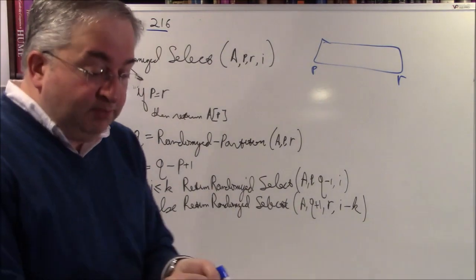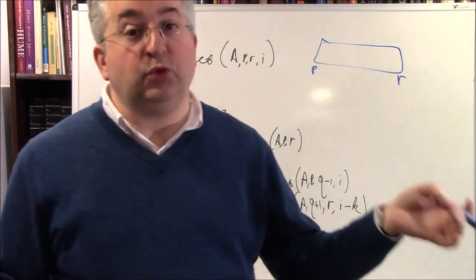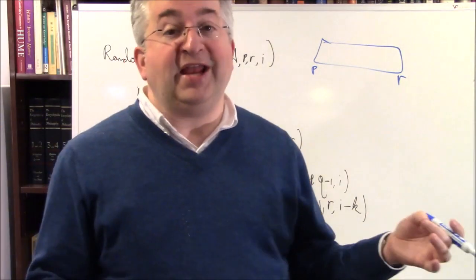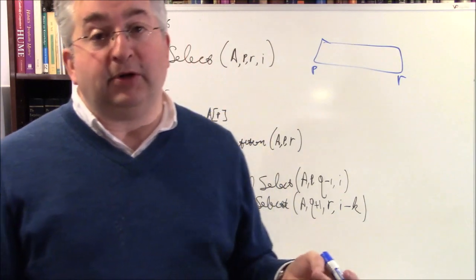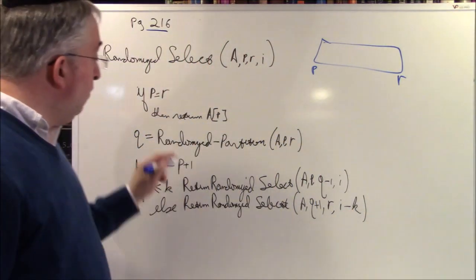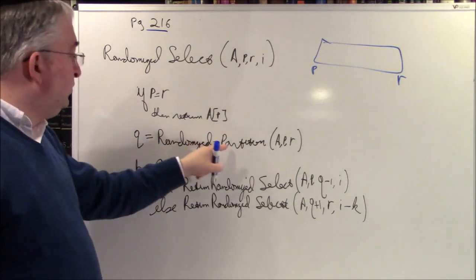Randomized partition means partition, but instead of pivoting along the last element, which we did in chapter 7, you randomly pick any of the elements so that you'll get a better partition. We'll talk about the efficiency of the algorithm in 2 minutes, why this is a good thing, and then we'll even fix it much better.